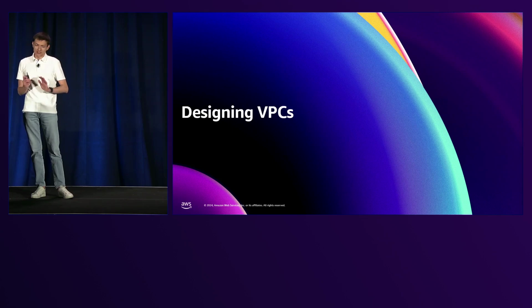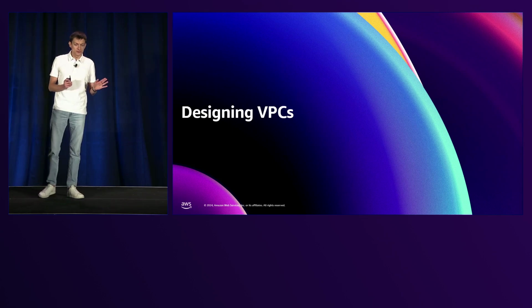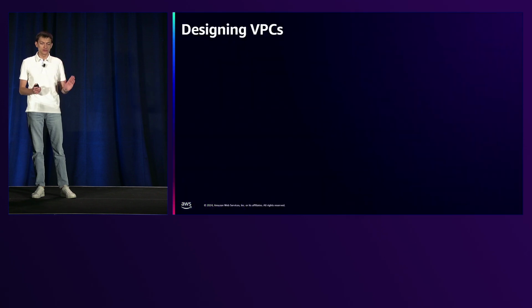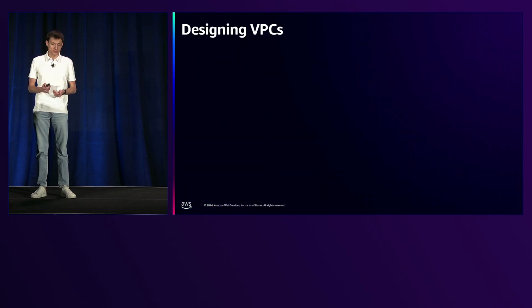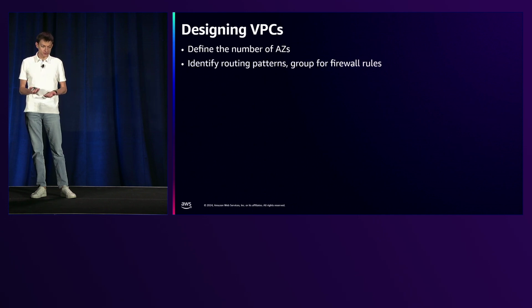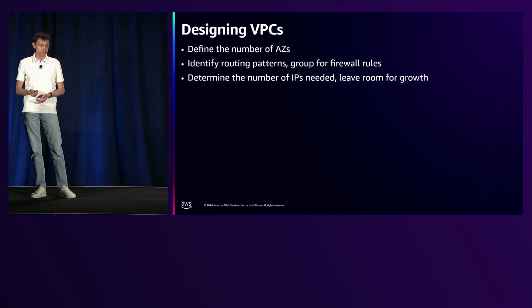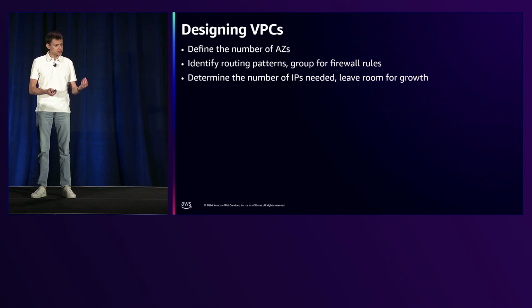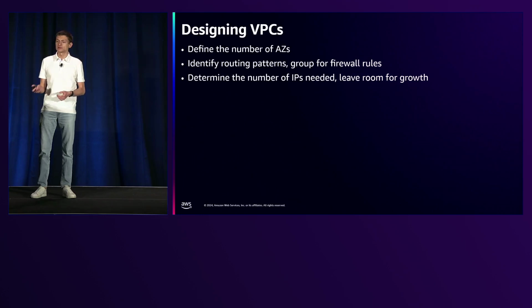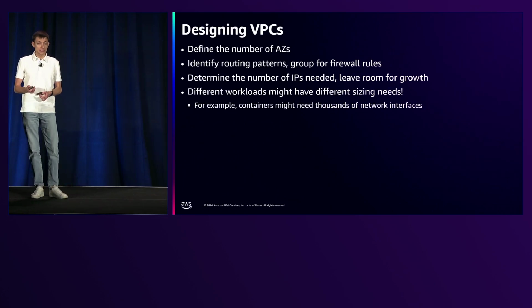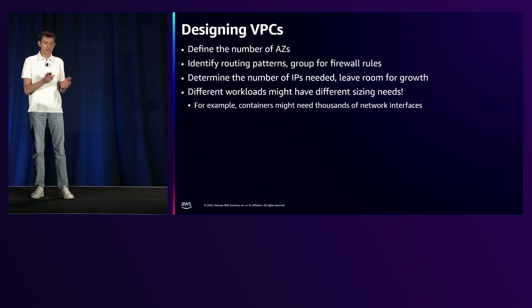With all of this information that we covered today, let's go back to our VPC block and things you need to think about when you design your VPCs. So you want to start with understanding how many AZs you're going to use. You would want to identify your routing patterns and how you group your different workloads and instances for firewall rules. You'll want to understand, maybe even write down, the number of IP addresses you need in every subnet and leave some room for growth.